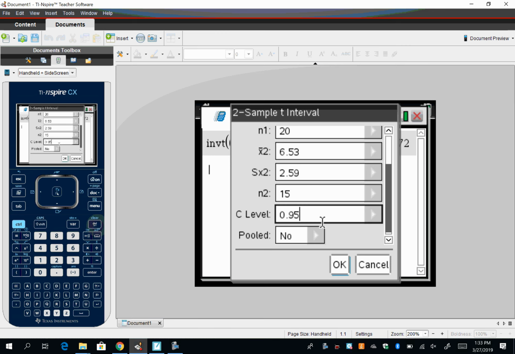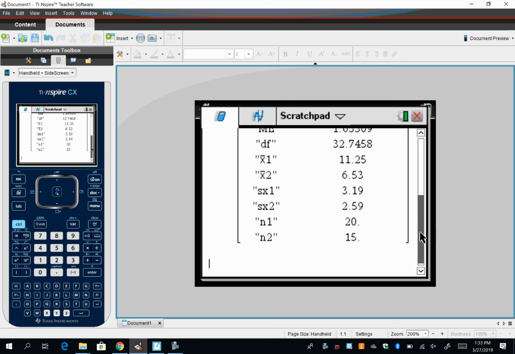Confidence level, what confidence level am I using? 0.9. Pooling? No. Never. Very good. Remember, PP. Pooling is for proportions, not for our 2 sample T intervals. All right, you ready for OK? Okay.